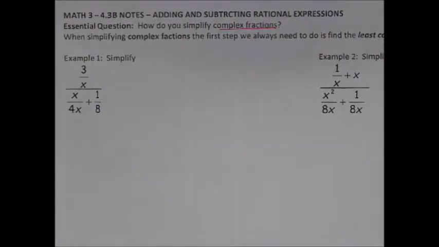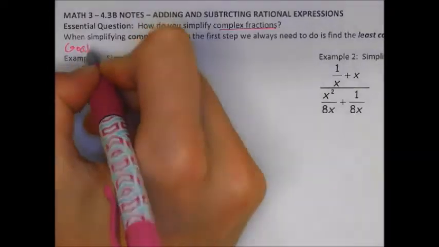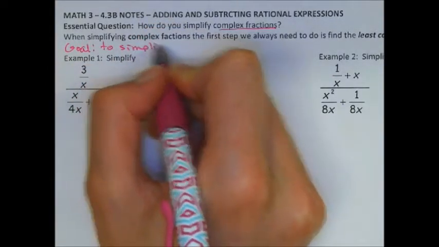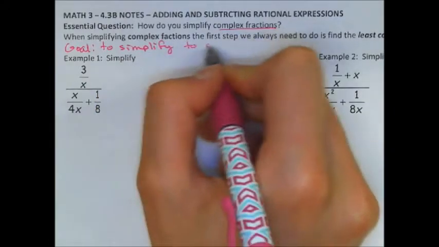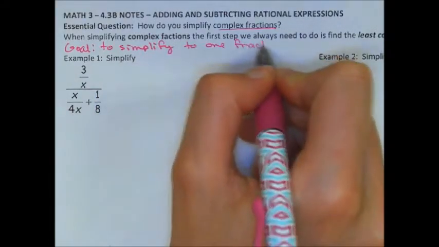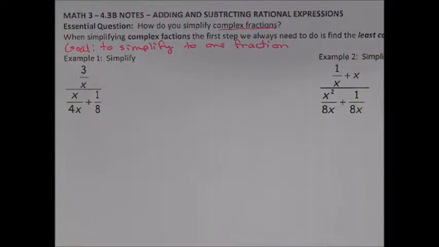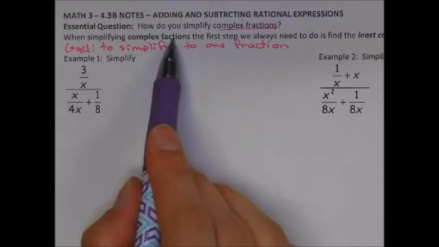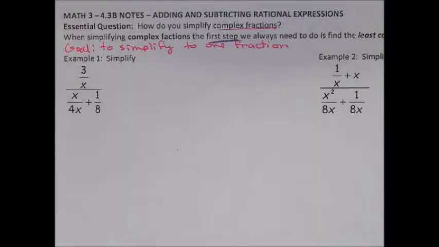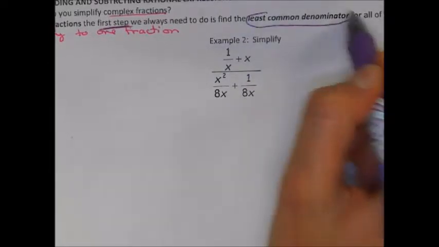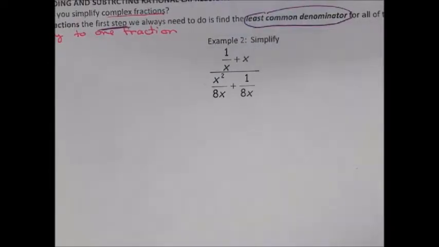And so our whole goal is to simplify to one fraction. So we have this very ugly fraction, and we want to make it into a nicer looking fraction. Now, this piece here tells us when simplifying, the first step we always do is find the least common denominator for all of the fractions. So we have to find the least common denominator of all the fractions.